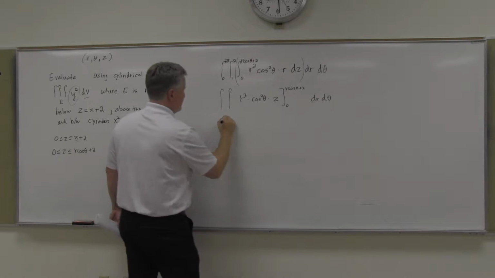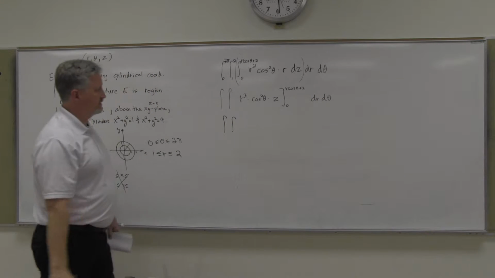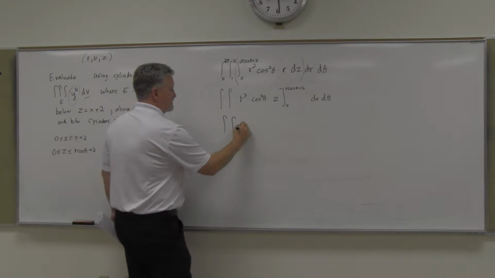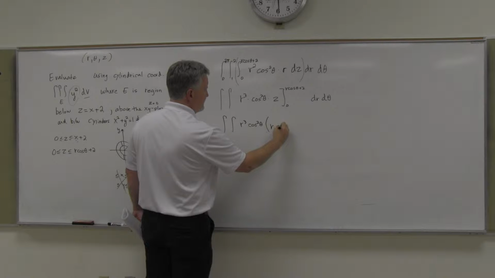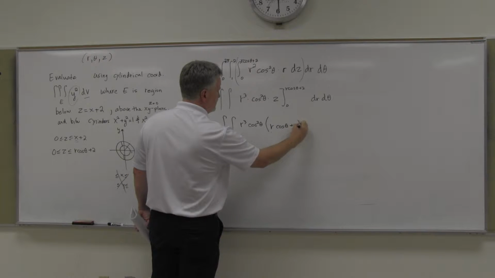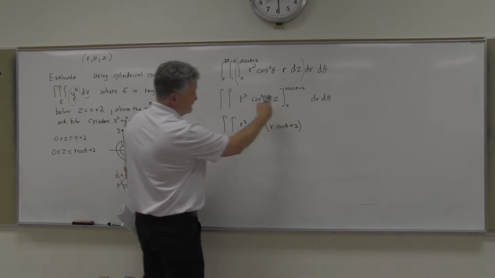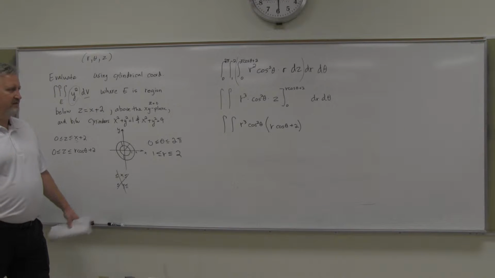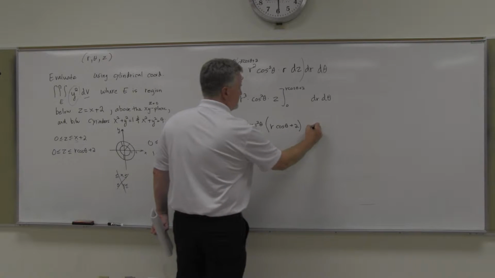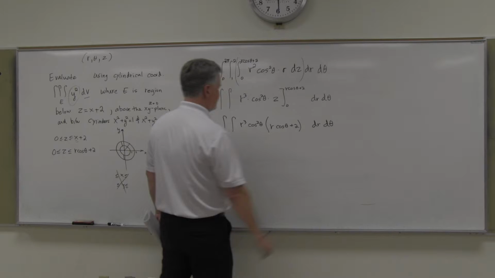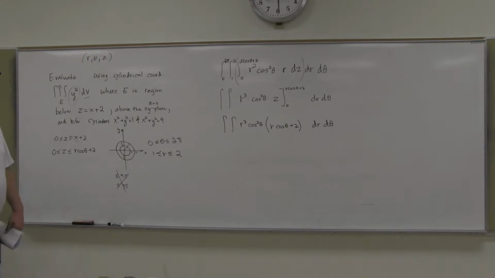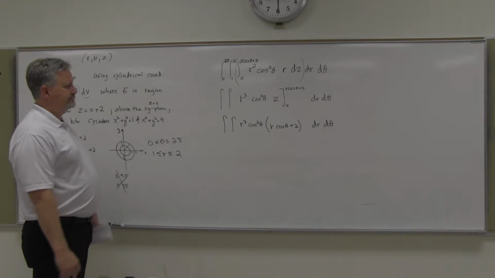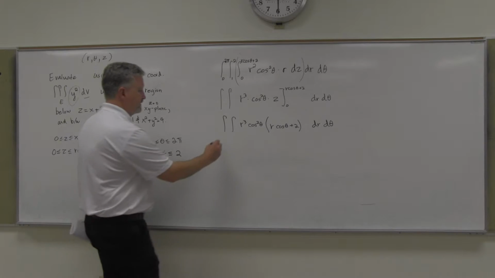And now that's where the easy part ends, I guess. Because this will be r cubed cosine squared theta times r cosine theta plus 2. Of course, z is 0. That's nice. A little bit nice. Okay, well, yeah, so that's not going to be too bad here.